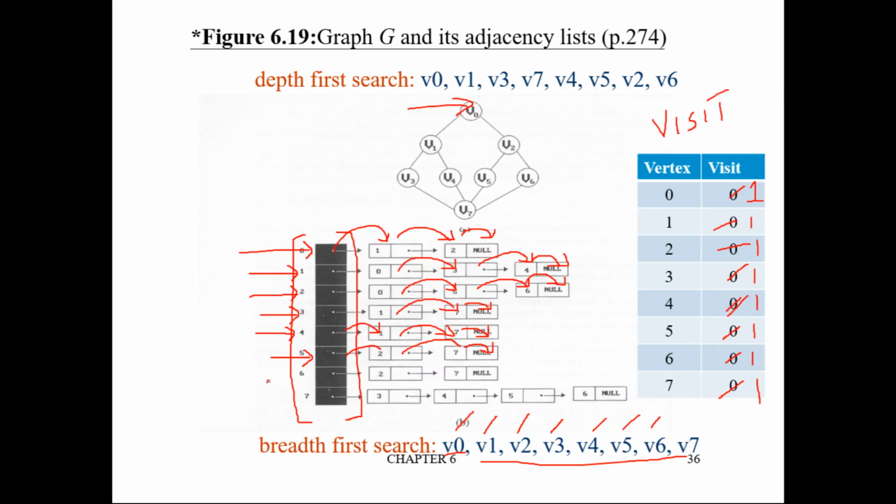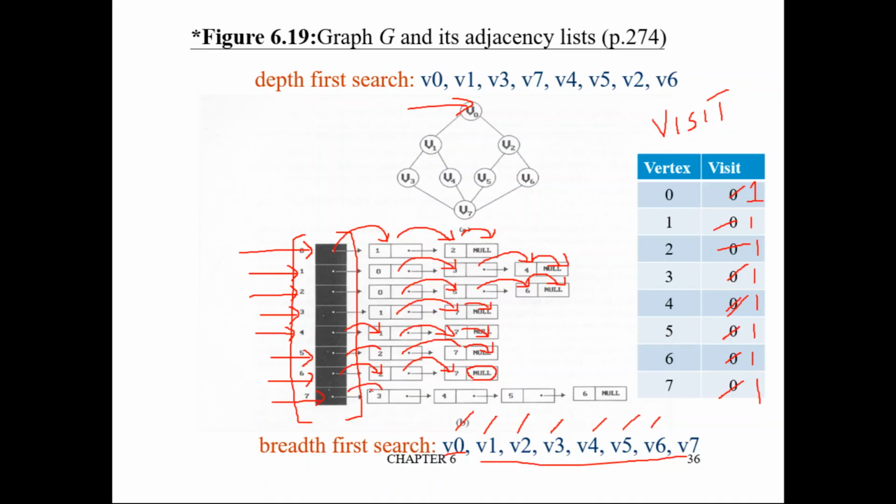If null is there, go to the 6th pointer entry. It is pointing to 2. Is it visited or not? Yes. And the next pointer is pointing to 7. Is it visited or not? Yes. Next is pointing to null. So null means again you have to go back to the next array entry, which is the last entry.